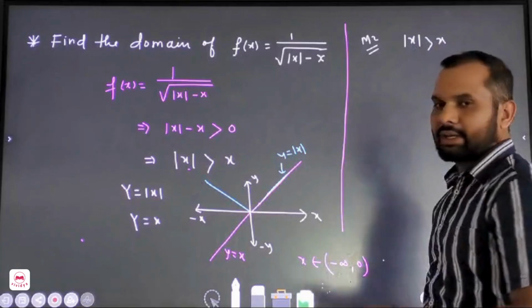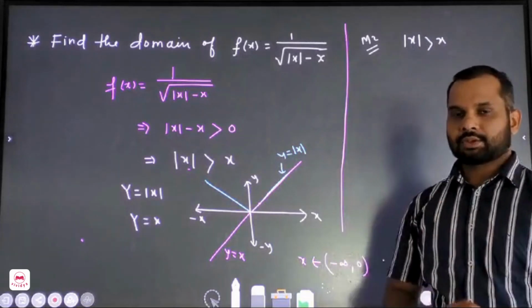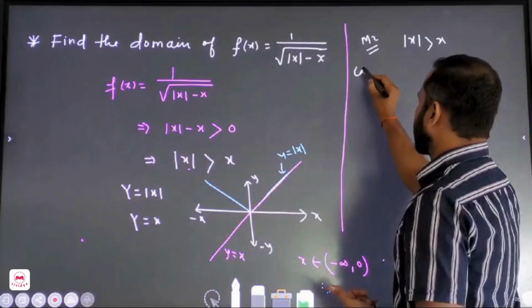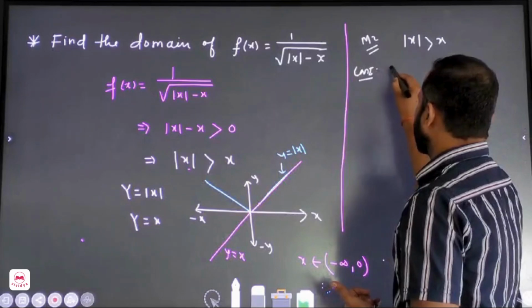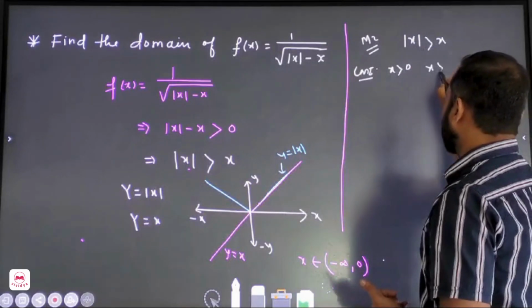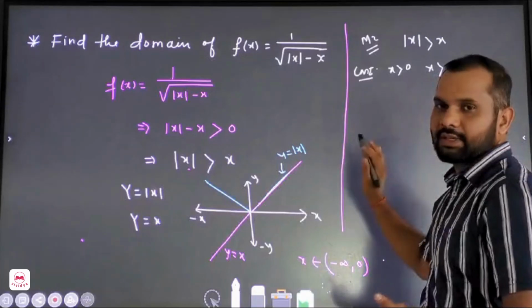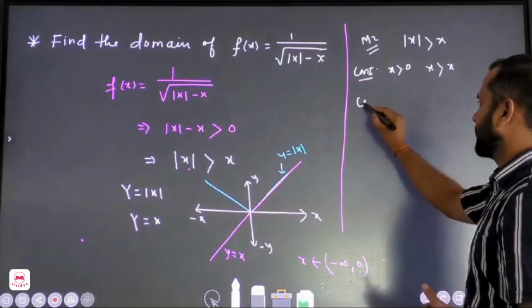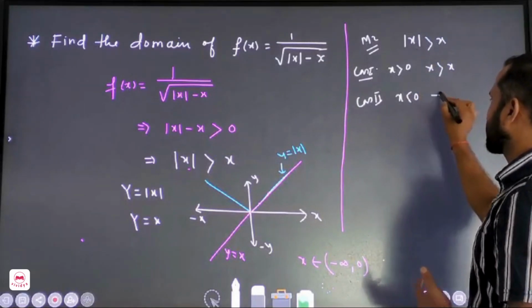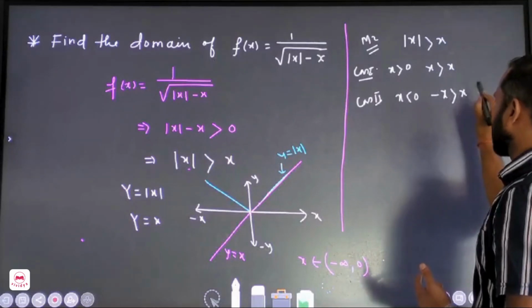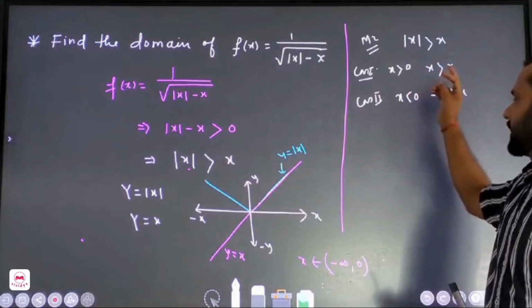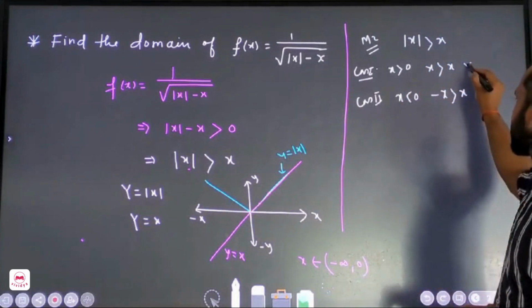Now, as we know, for mod x I should break it into two cases: one where x is positive, and one where x is negative. Let it be case 1. If x is greater than 0, mod x will be x, since x is positive. And case 2: when x is less than 0, then mod x is minus x. Case 1 is definitely not possible, because if x is 2, can I write 2 is greater than 2? No. So this case is not possible.